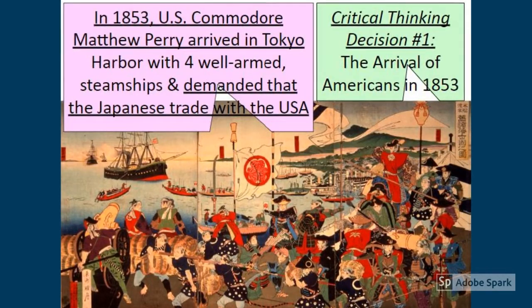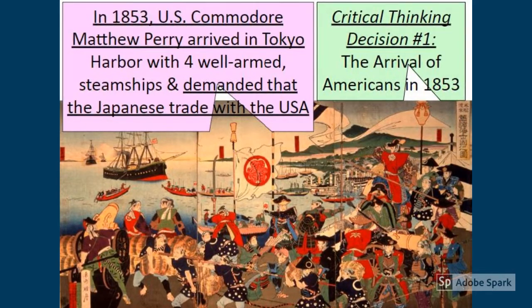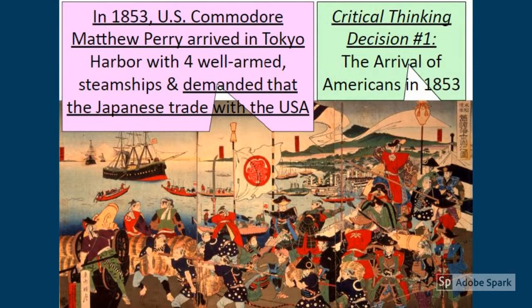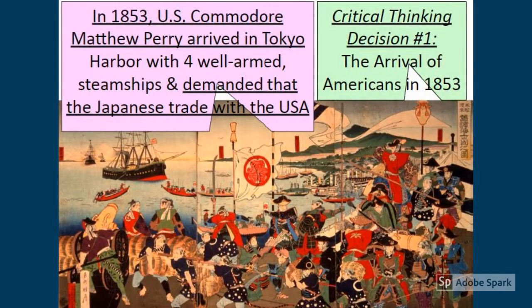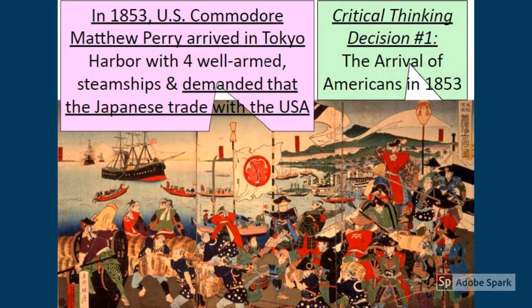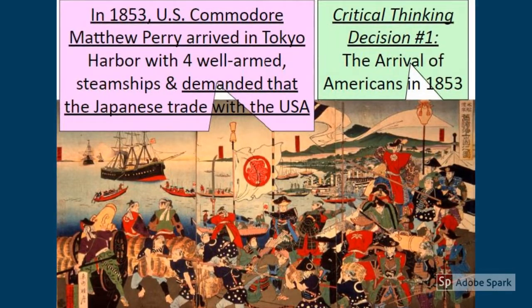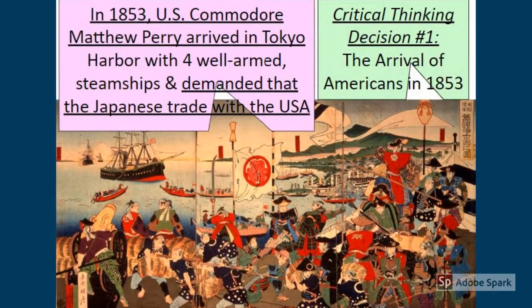Commodore Matthew Perry arrived in Tokyo Harbor with 4 well-armed steamships and demanded that the Japanese trade with the U.S. So this is the original Matthew Perry, not the guy from Friends. Perry basically tells the Japanese that they can either trade with the U.S. or the U.S. will be back to confront them in 4 months.